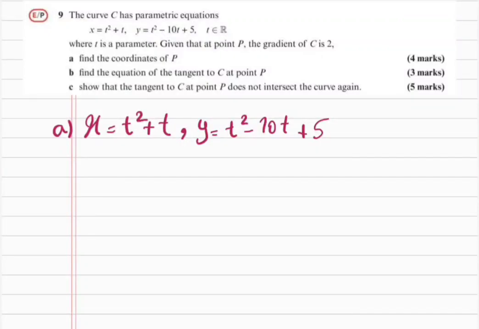Hi everyone, this video is on question 9 of exercise 9G of P02. So we have a parametric equation and in part A we want to find the coordinates of P.